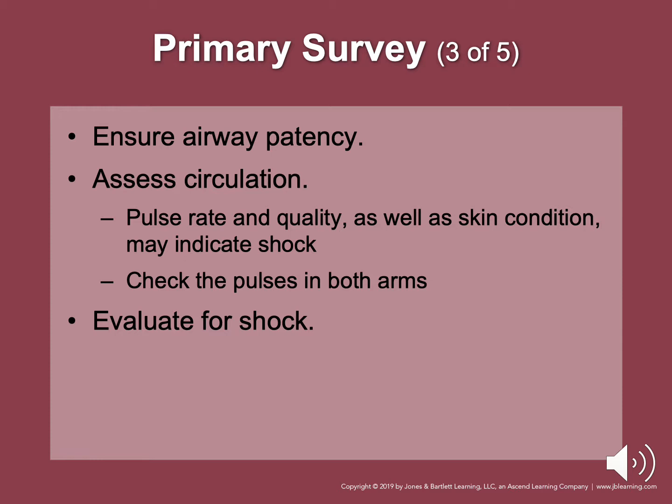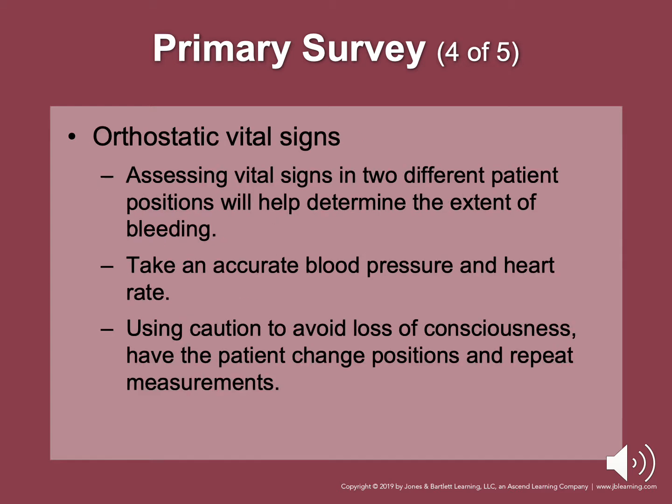Orthostatic vital signs do help in assessing for dehydration. Have the patient assume the position of comfort, usually sitting or lying down, and take an accurate blood pressure and heart rate. Use caution to avoid loss of consciousness. Have the patient change position and repeat measurements after a minute or two. With significant loss of fluid within the vascular space, there may be a 10 beat increase in the heart rate or a 10 millimeter of mercury drop in the blood pressure.